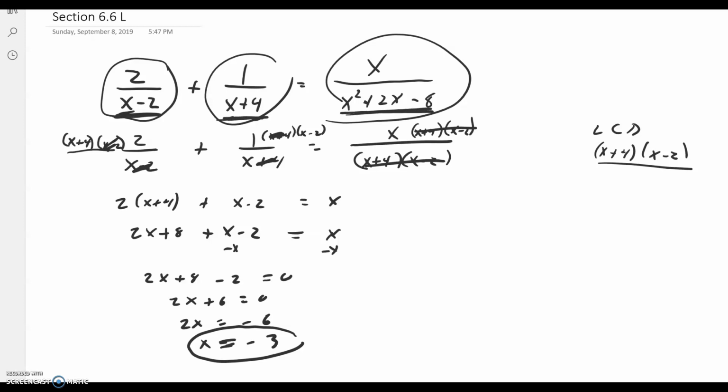This one would be sort of hard to calculate what happens when x is negative 3. So use this version. We factored x squared plus 2x minus 8. We factored it into x plus 4 times x minus 2.